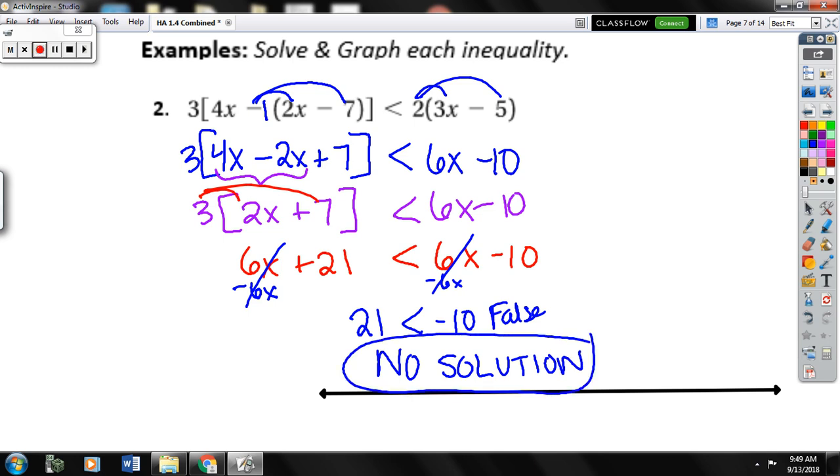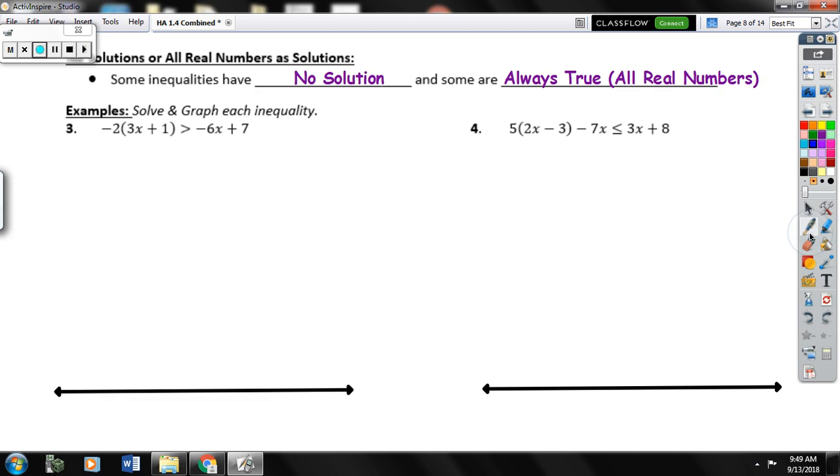If you were to graph no solution, you would have a number line with nothing shaded. No dots. Nothing. But usually I don't make you graph those. It's a waste of time. So this leads us into our next type of problem. Sometimes we won't get a solution. Some inequalities will have no solution. There's no possible number to plug in that would ever satisfy the inequality.